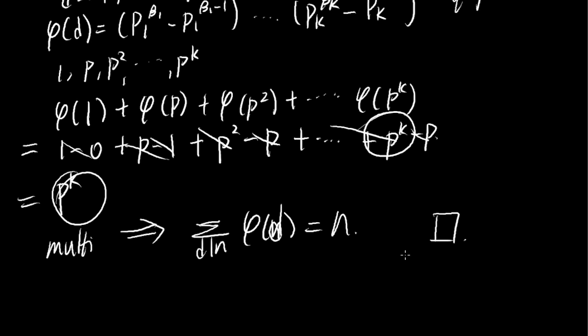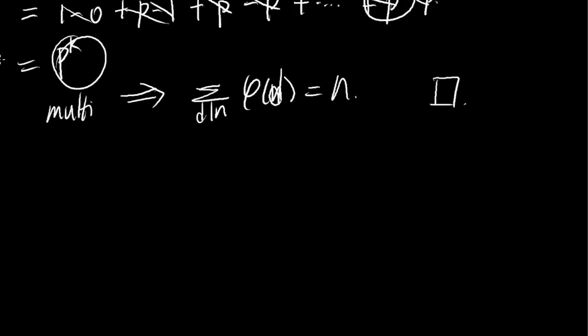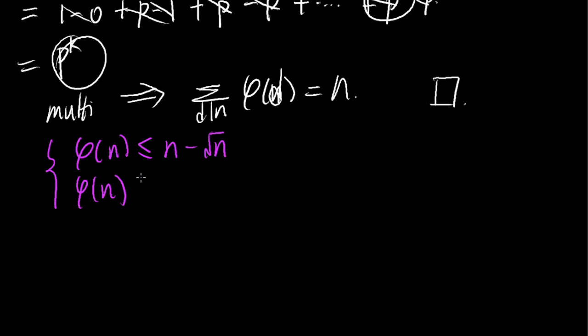I will leave you some problems to think about. For example, we also need some bound, right? You can think about the lower bound, that this is greater than square root of n. You can think about it. Yeah, that's how we finish our discussion of Euler's totient function.